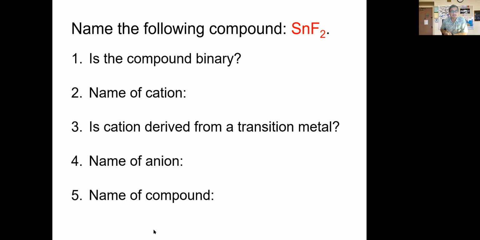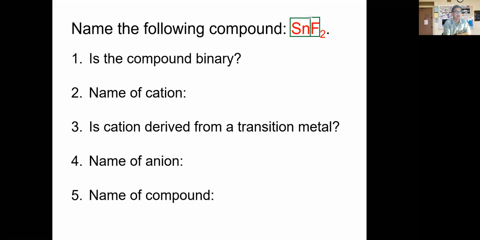So how do you recognize that this compound is ionic? You look at the elements. Do you have a metal and a non-metal in this particular compound? The answer is yes. Sn is the symbol for the metal, and F is the symbol for the non-metal. Then you can answer, is this a binary compound? Yes, because you have one element here, and hopefully you recognize that Sn is the symbol for tin, and the second element here is fluorine.